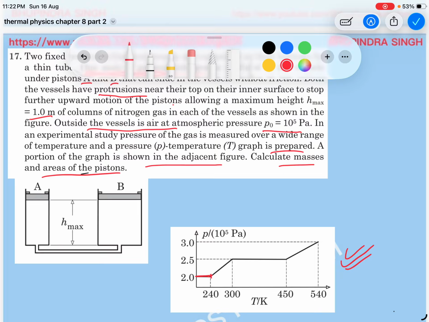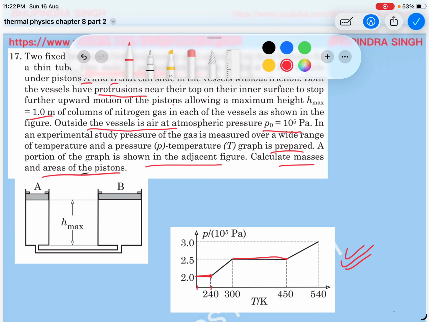Now this constant pressure is happening two times. Now we have two pistons only in this case. It means from 0 to 240 when pressure is constant, one piston is moving freely and the other is fixed, and from 300 to 450 the other piston is moving freely. So first of all this has to be clear.